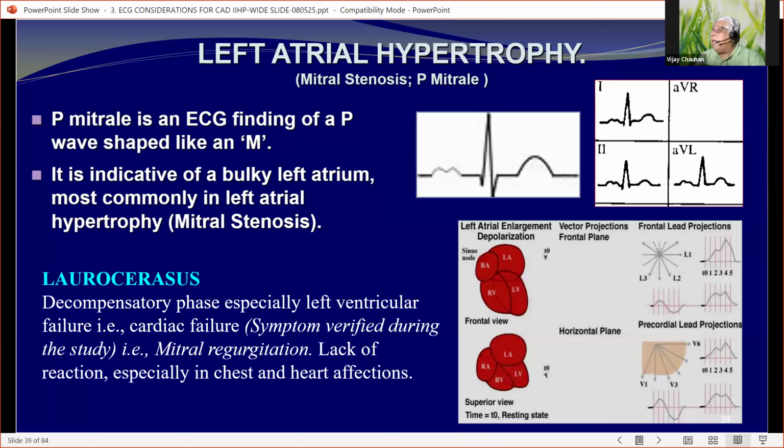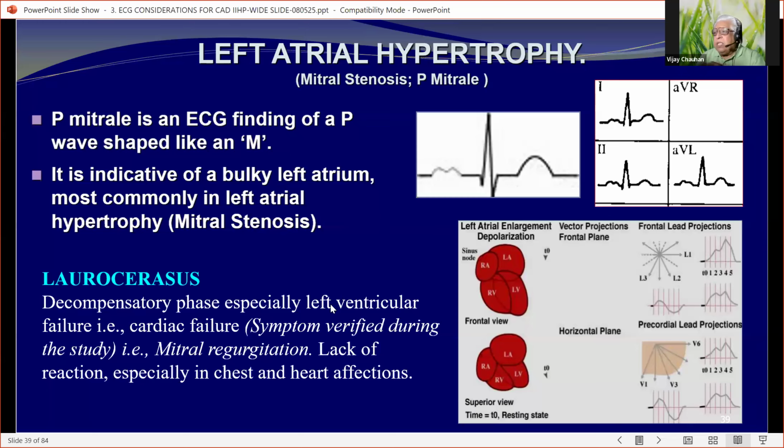Okay. But classical P mitral will be in lead 1, lead 2, and AVL. Biphasic may be seen in cases of V1 to V3 chest leads. Now, very important medicine homeopathically, whenever you have this kind of problem, you have Laurocerasus is the medicine.